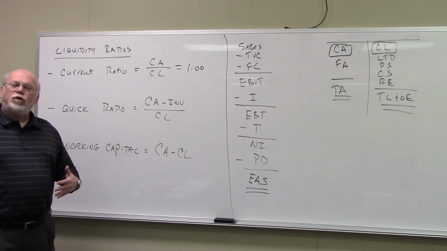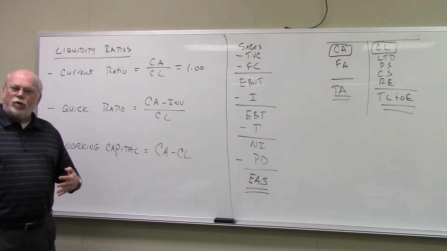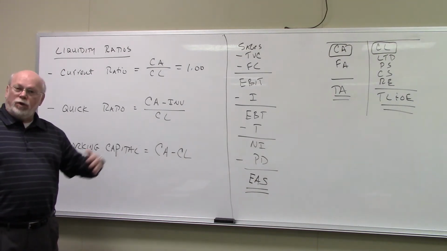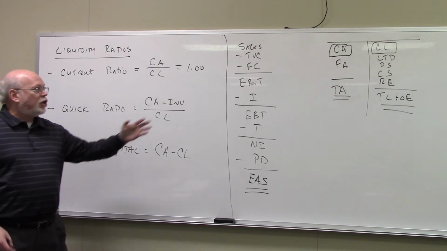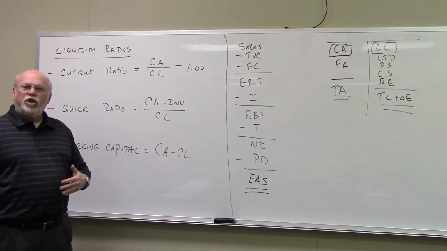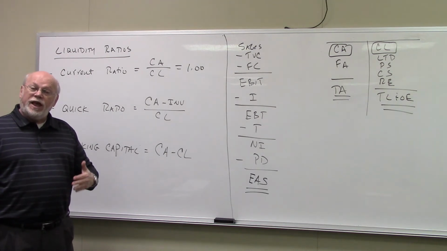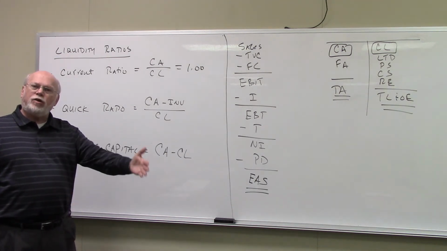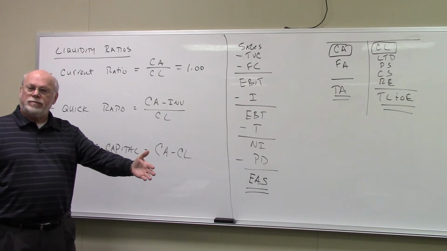Is it unusual for a firm to have a current ratio less than 1? No, it's not. It's probably more typical for a firm to have a current ratio less than 1 than above 1. But if the current ratio was 0.6, for instance, that means in bankruptcy, you'd have 60 cents in current assets for every dollar you owe in current liabilities.